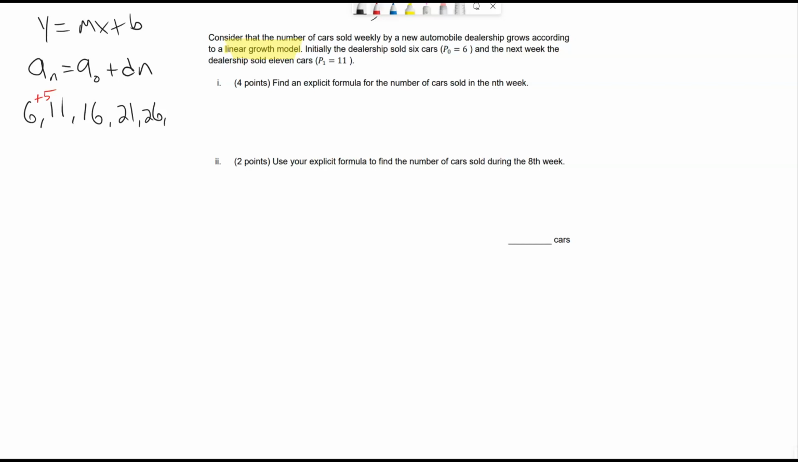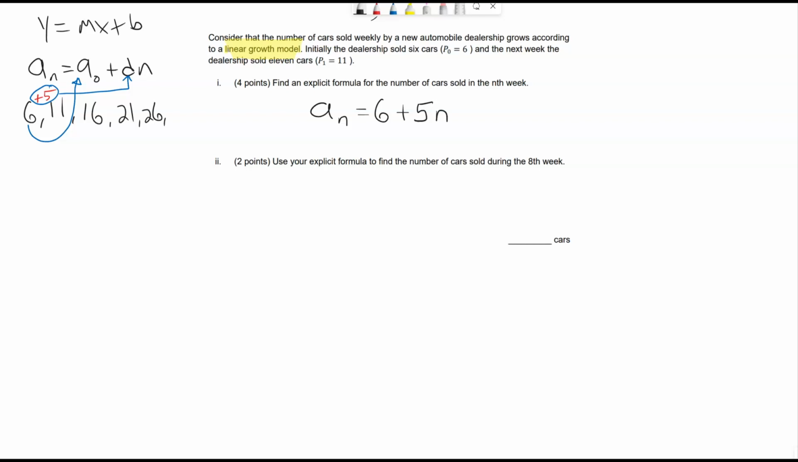However, what we also see is that this is the value for D. And of course 6 is the value for A sub 0. So we can just write our explicit formula. A sub n equals 6 plus 5n.